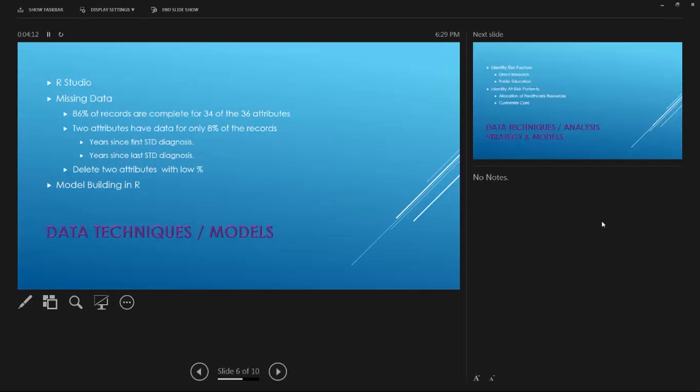The data set contains missing values, so each attribute was analyzed individually for missing data. In 34 of the 36 attributes, the data was present in at least 86% of the patient records. Patients did not provide information significantly for two attributes: the years since first STD diagnosis and years since last STD diagnosis, where the data was missing in 92% of the records. These two attributes, since they are missing so much information, were removed for the purpose of analysis.